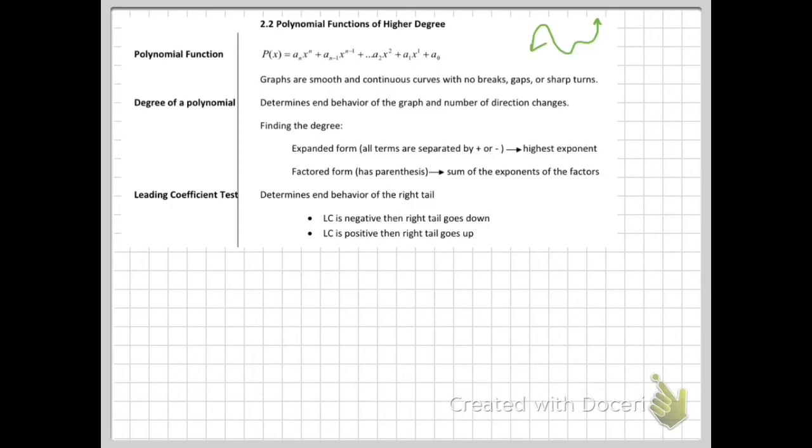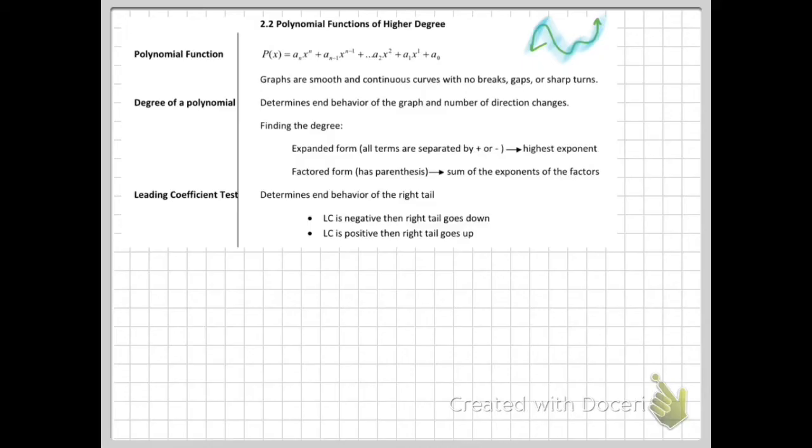The degree of a polynomial determines the end behavior of the graph and the number of direction changes. So direction change in my little example at the top. This is going up, that's one direction, and now it changes down. That's 2. Then it goes up again, that's 3. Then it kind of does this crazy thing here and then goes up again. So direction changes and it's minimum. Find the degree.